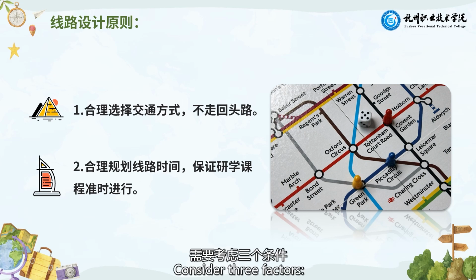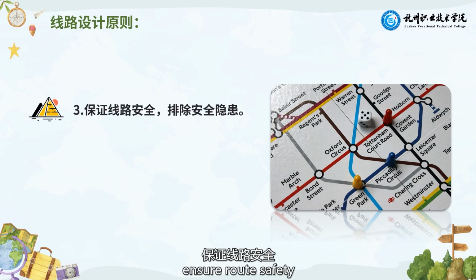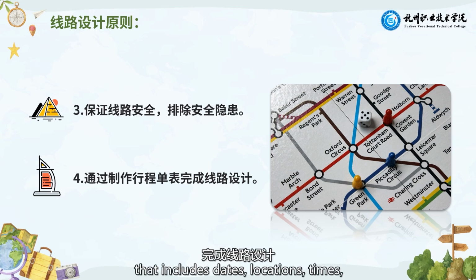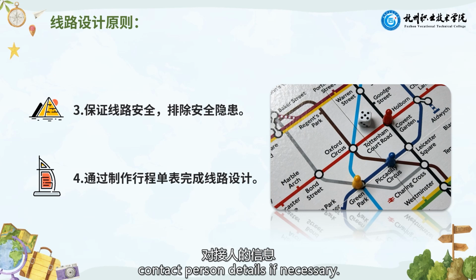Second, plan routes and timing effectively to ensure timely study sessions. Consider 3 factors: location of study sessions, duration of sessions, and travel time between locations. Third, ensure route safety by eliminating potential hazards. Fourth, create an itinerary that includes dates, locations, times, activities, and contact information. Date, location, time slots, activities. Additionally, include contact person details if necessary.